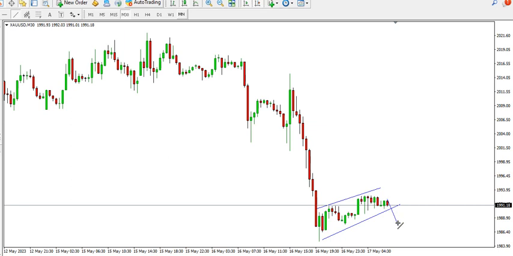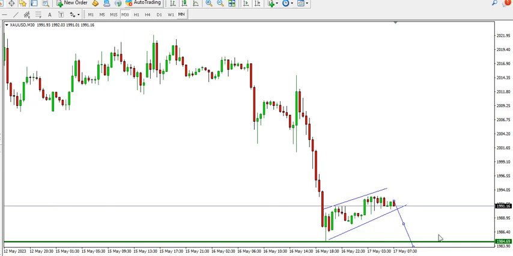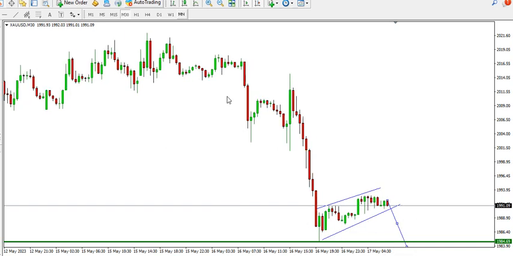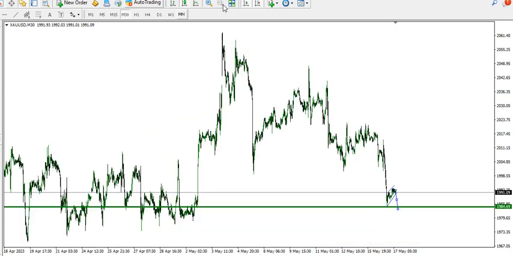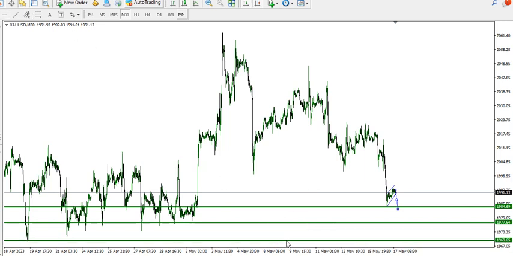A break of this flag will send price first to this particular zone, that is the 1984 zone. Then a break of that zone causes a break of structure, and price will continue its way downward. If price is going to continue its way downward, we might be looking at a test of the 1977 area, then a test of the 1969 area. That's that for the 30 minutes time frame.